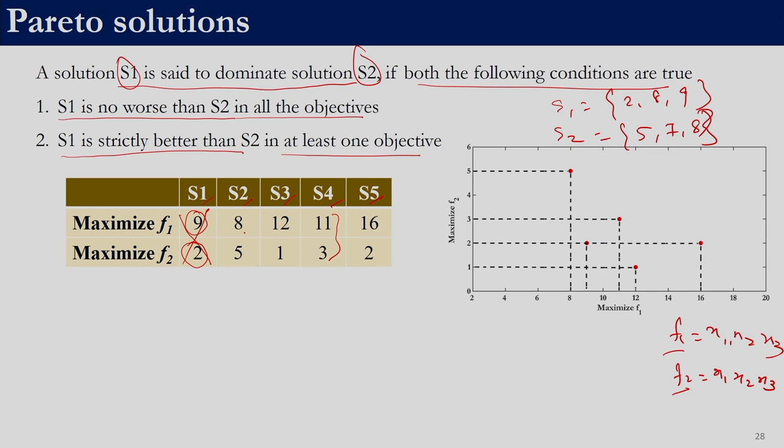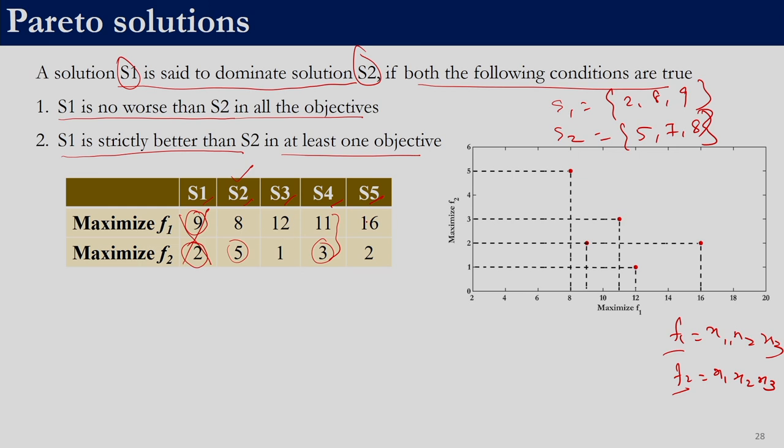So between S2 and S3, we cannot make a call because S3 is better in F1, and S2 is better in F2. Let's compare with S4. So S2 does not lose out to S4 also because we have a 5 over here and a 3 over here, right? Between S2 and S5, again, S2 does not lose out, right? So S2 is definitely going to be part of the Pareto front.